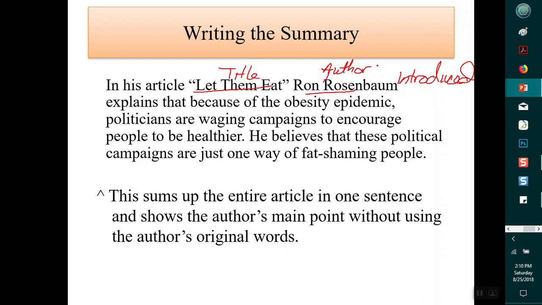I introduce the article and I tell you what it's about. Two sentences. Politicians are waging campaigns. He, the author, believes that these political campaigns fat shame people. The other thing that you can kind of notice here is that the summary does not show my opinion on the subject. I'm not telling you whether I agree with Ron Rosenbaum or I don't agree with Ron Rosenbaum. All I'm telling you is, hey, this is what his article is about.